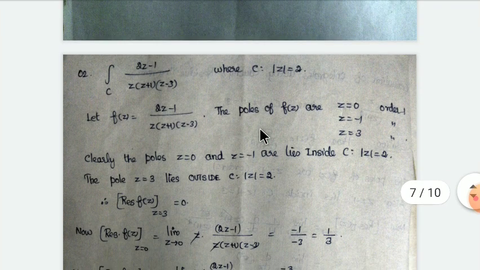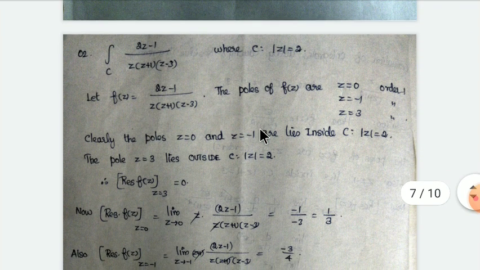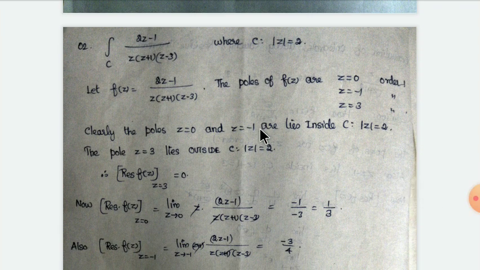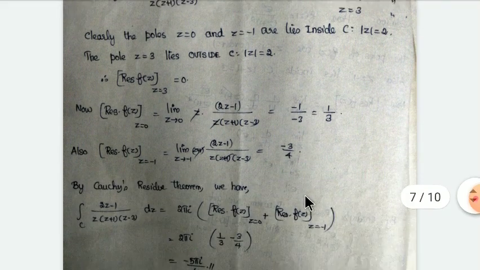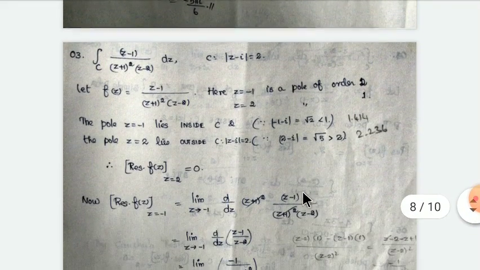Similarly, the second one we already did: integral over c of (2z minus 1) by z into (z plus 1) into (z minus 3). Yes, we did this already. Move to the other sums. Let us see the third one.